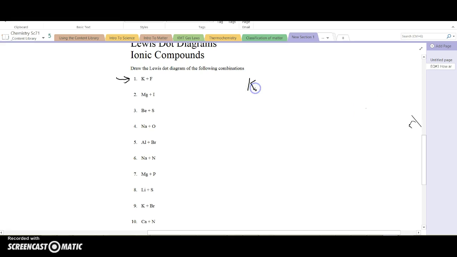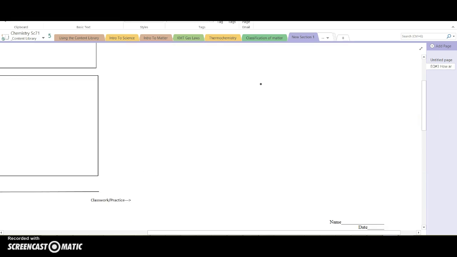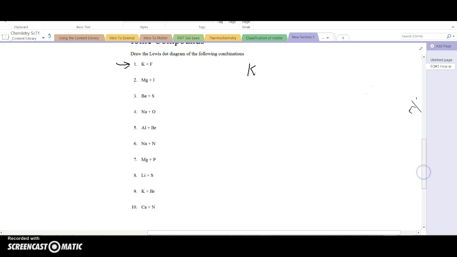So potassium, if I look at the periodic table, has, whoa, what happened there? Sorry about that. Potassium has 1 valence electron, and fluorine, if we look at the periodic table, has 7. Again, when I draw my Lewis dot diagrams, I'm going to draw them in pairs on all 4 sides of the element. So I have potassium and fluorine.